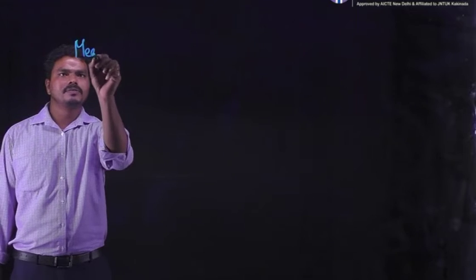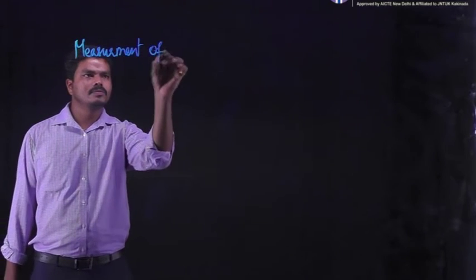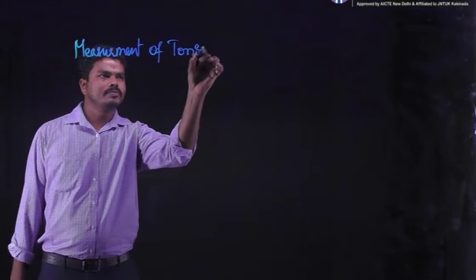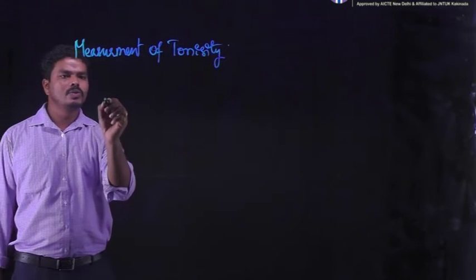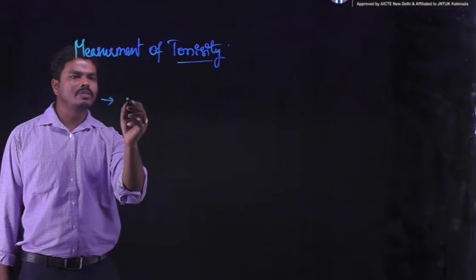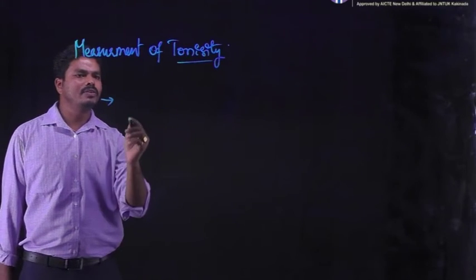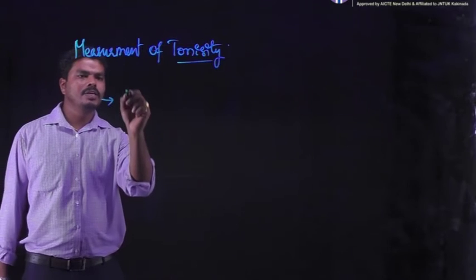Coming to the measurement of tonicity, we will use two types of methods to measure the tonicity. So there are two types of methods available to measure the tonicity of a solution. First method is the hemolytic method.